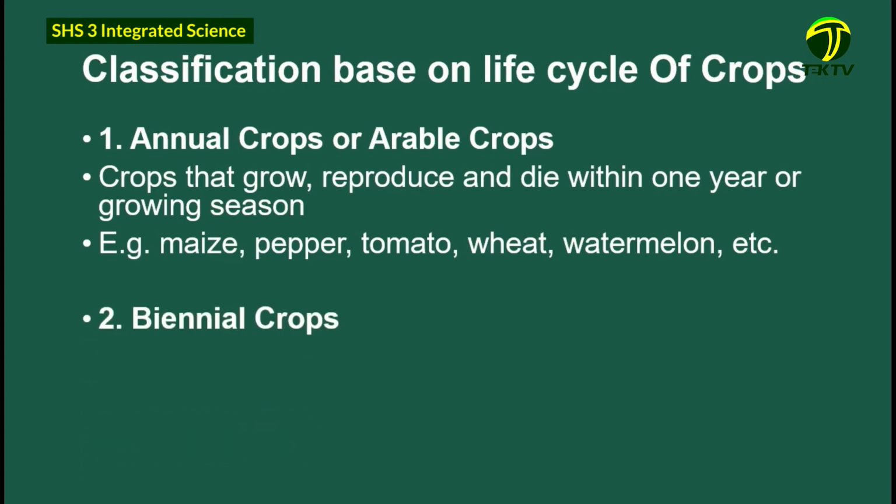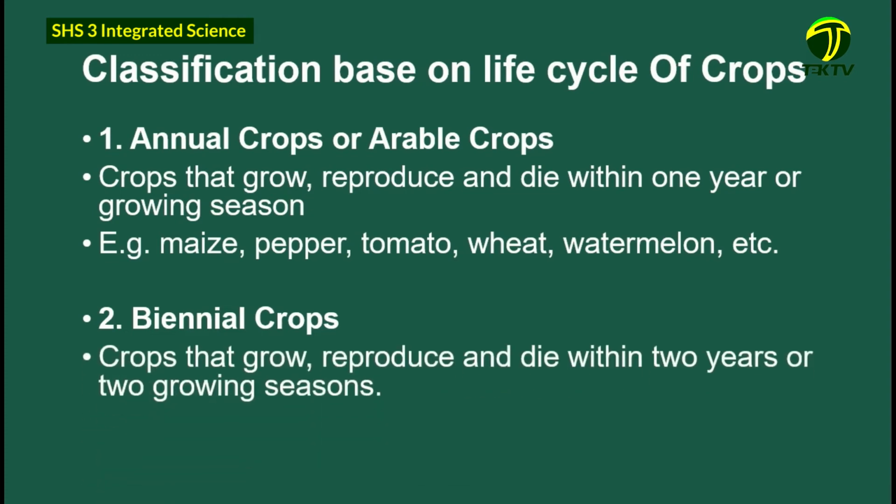Then we have the second class based upon life cycle, referred to as biennial crops. These are crops that grow, reproduce, and die within 2 years or 2 growing seasons. And here we have examples such as carrots, parsley, and onions.